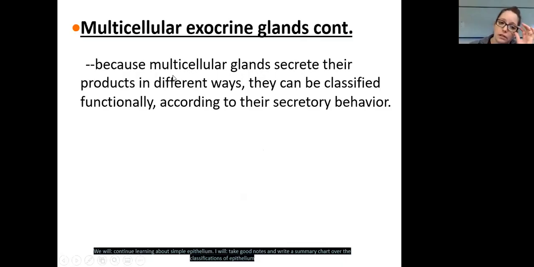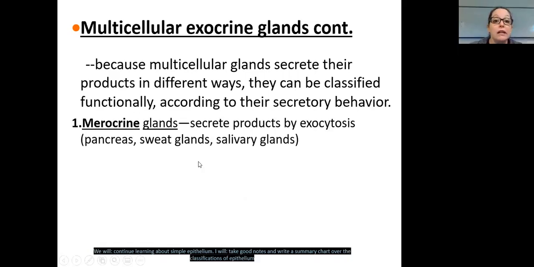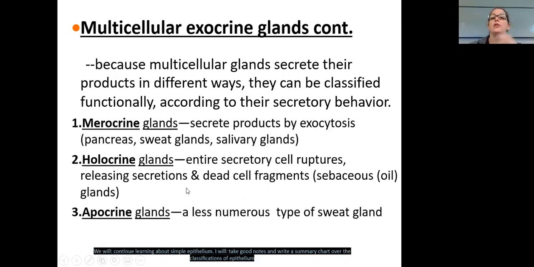Because multicellular glands secrete in different ways, they can be classified functionally based on how they secrete. So this is a whole other layer. This is based on structure. Well, first you have endocrine, exocrine. Then you have simple or multicellular. Then you have structure. And then you have ways that they secrete their products. So glands get super complicated. You have merocrine glands. You're going to need to know these 3 things.